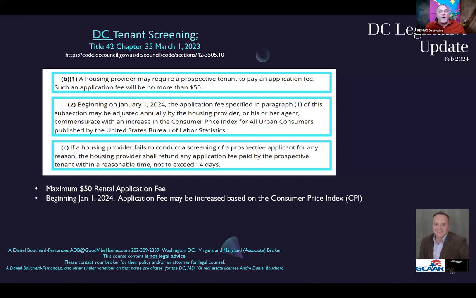So the way to avoid that is to run the first applicant and determine if they're qualified. If they are qualified, great, proceed to a lease. If they're not qualified, reject them and move on to the second one. That's my recommended strategy, because you're going to get yourself into some really ugly scenarios if you don't do it that way. Any questions on that?